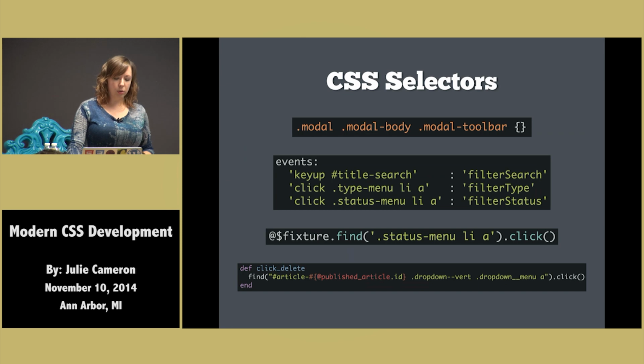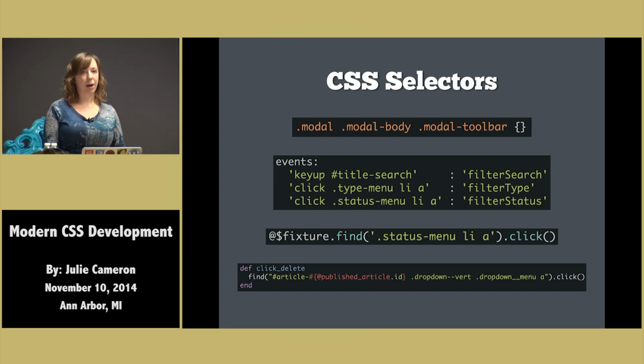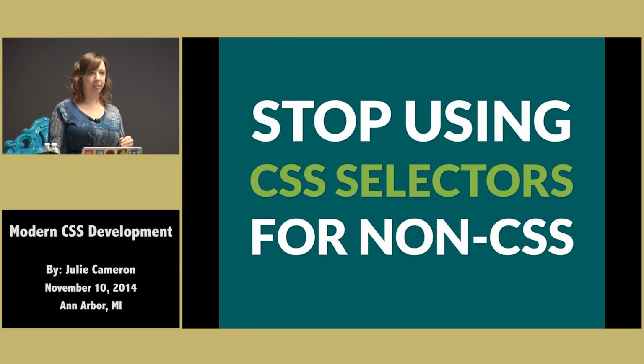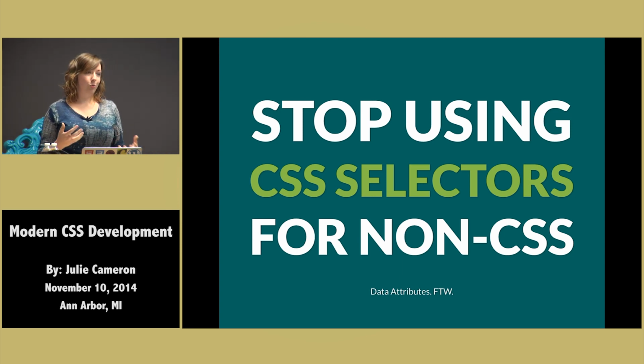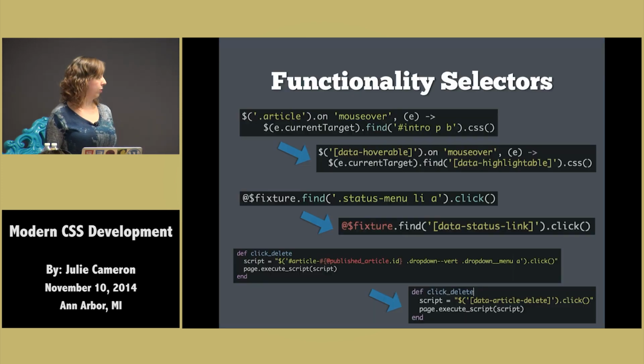So there's sort of a two-part solution to this problem. And the first part is really, really easy. It's that we need to stop using CSS selectors for non-CSS stuff. Use data attributes, use IDs even, use JS prefixed classes. Just don't use anything that's going to couple presentation to functionality. You want to use something that's going to be more reusable and logical, especially in your JavaScript and your feature tests. So things like data attributes are kind of perfect for this.